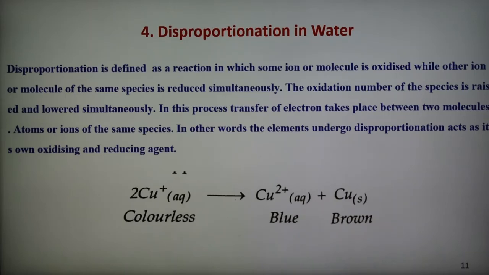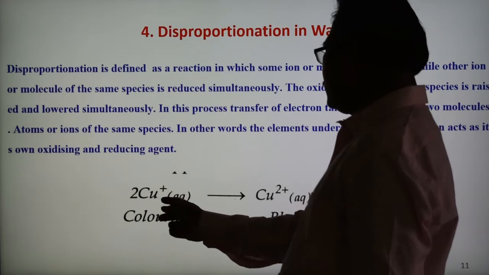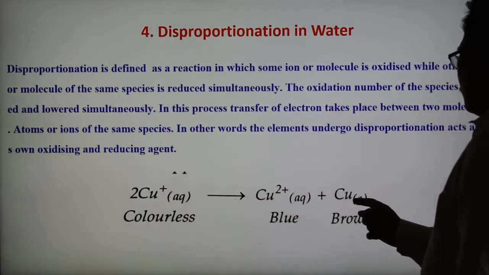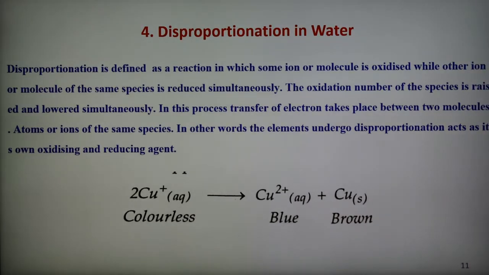For example, if we put a small amount of colorless cuprous sulfate in water, the solution turns blue due to formation of Cu2+, while a brown precipitate is obtained due to the formation of metallic copper. And the reaction is shown here. This is the colorless Cu+, and after dissolving in water, what is forming? Aqueous Cu2+ is blue and copper metal is brown in color. So this is one example of disproportionation, and in this case one of the Cu+ ions acts as a reducing agent while the other acts as an oxidizing agent.